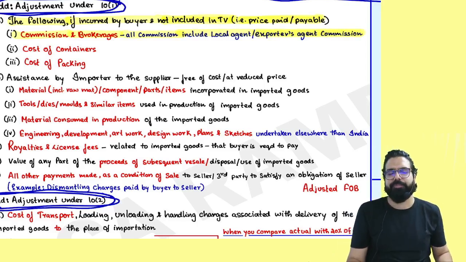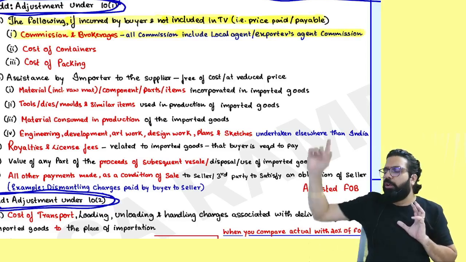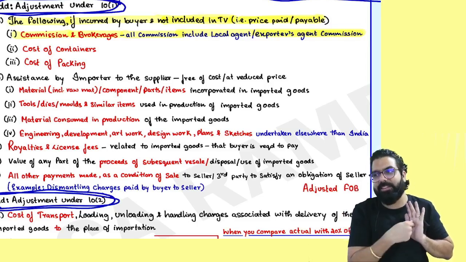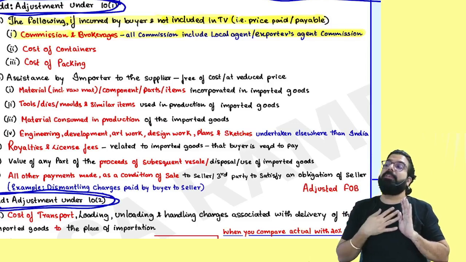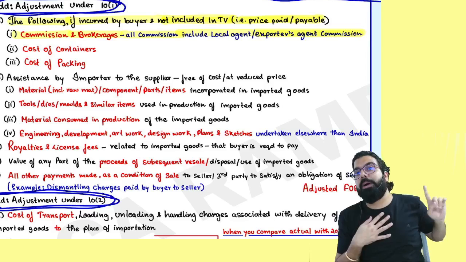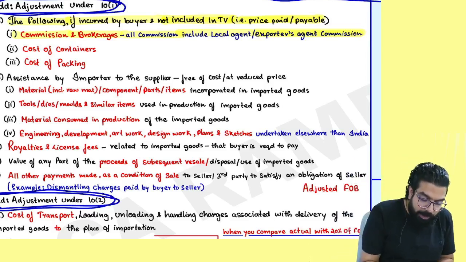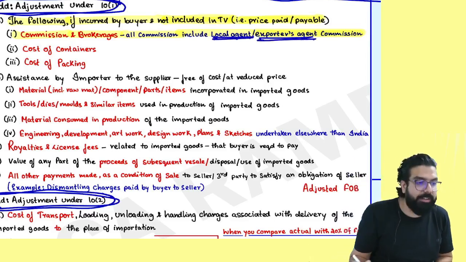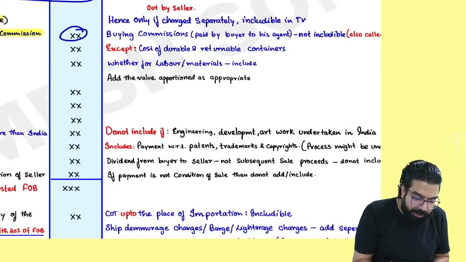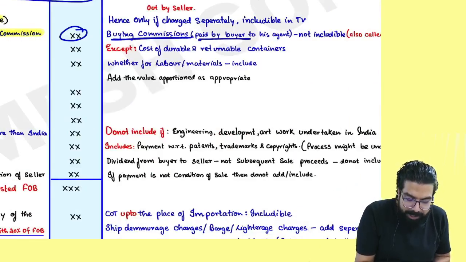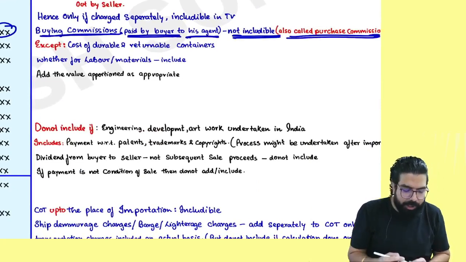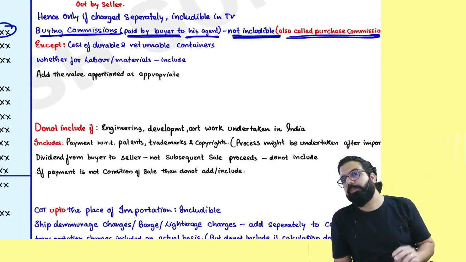People, tell me one thing. I am paying commission to the seller's agent. Will it be included or not? Selling commission, yes. I am paying commission to my agent, buying commission. Yes or no? No. Remember, it is always which agent, everyone? Local agent or exporter's agent. If you are paying any commission to the seller's agent, it will be included. I have written on the right side, buying commission paid by the buyer to his agent is not includable. Also, it can be called purchase commission.